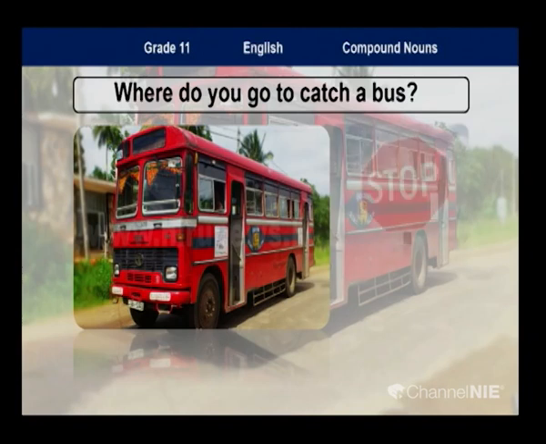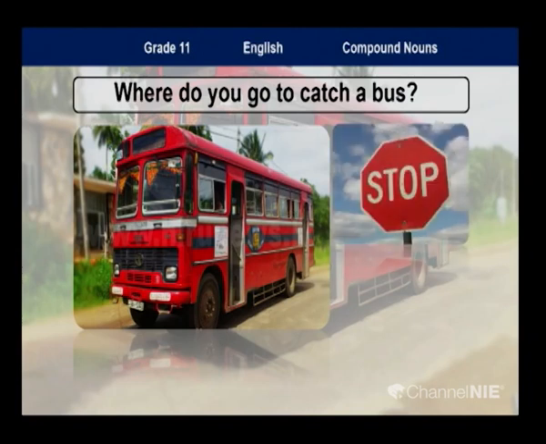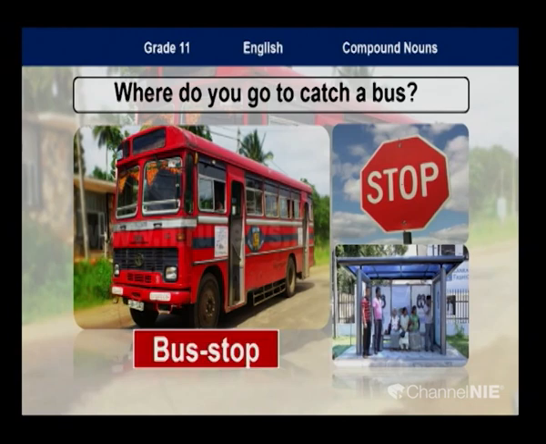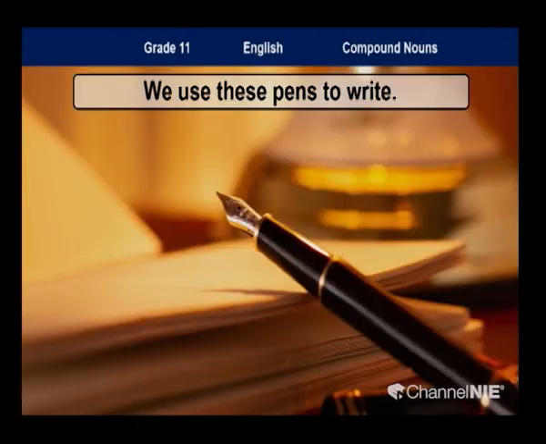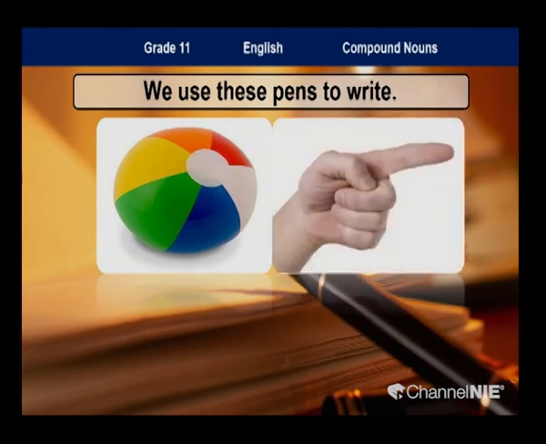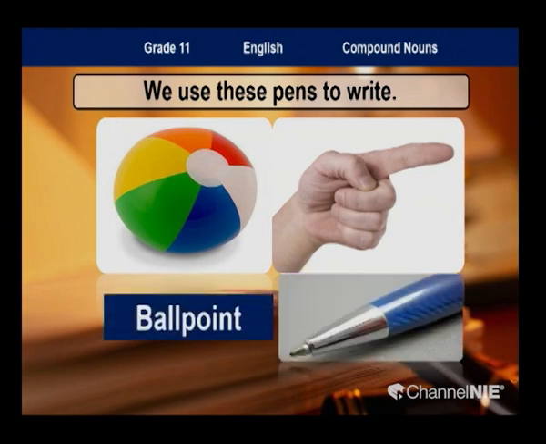Right, I am ready. Where do we go to catch a bus? Can you guess? A bus stop? Correct. We catch a bus at the bus stop. Look at the second picture. Do you have a pen? Yes. Okay. What kind of a pen do you have? I have a ballpoint pen. There is a ball and a pointed finger. They together make a ballpoint pen. Ballpoint. Let's have a look at the third.